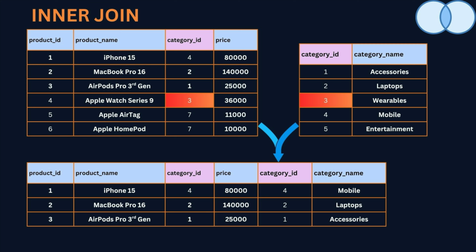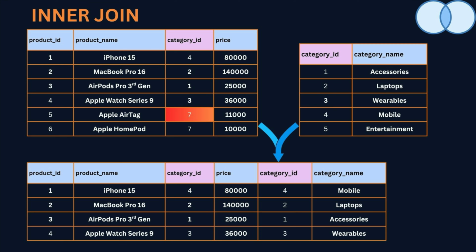Now, when we are at the fifth row, the category ID in the products table is 7 and is only present in the products table. And this category ID 7 is not present in the categories table. In this case, as this is an inner join, nothing will be done for the fifth row. That is, the fifth row will not be included in the join result. And similarly for the sixth row, as the sixth row also has a category ID 7, which is not present in the categories table.